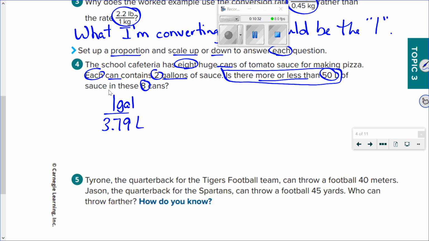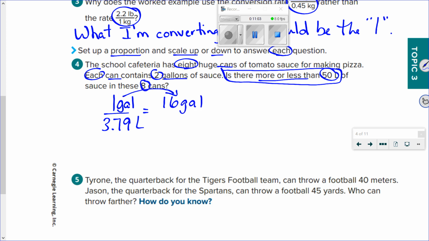That's what you start with. My 1 refers to gallons. So I need to put gallons at the top of the next fraction and use that to find the bottom answer. How many liters? So how many gallons are in these 8 cans of sauce? Each can contains 2 gallons, so if you have 8 of them, there is 16 gallons.